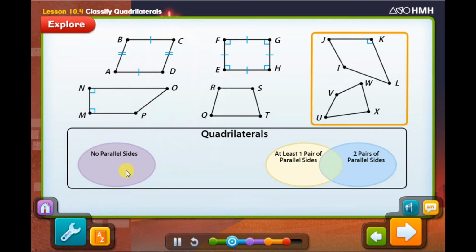Quadrilateral IJKL and quadrilateral UVWX have no pairs of parallel sides. Where do they belong in the Venn diagram?